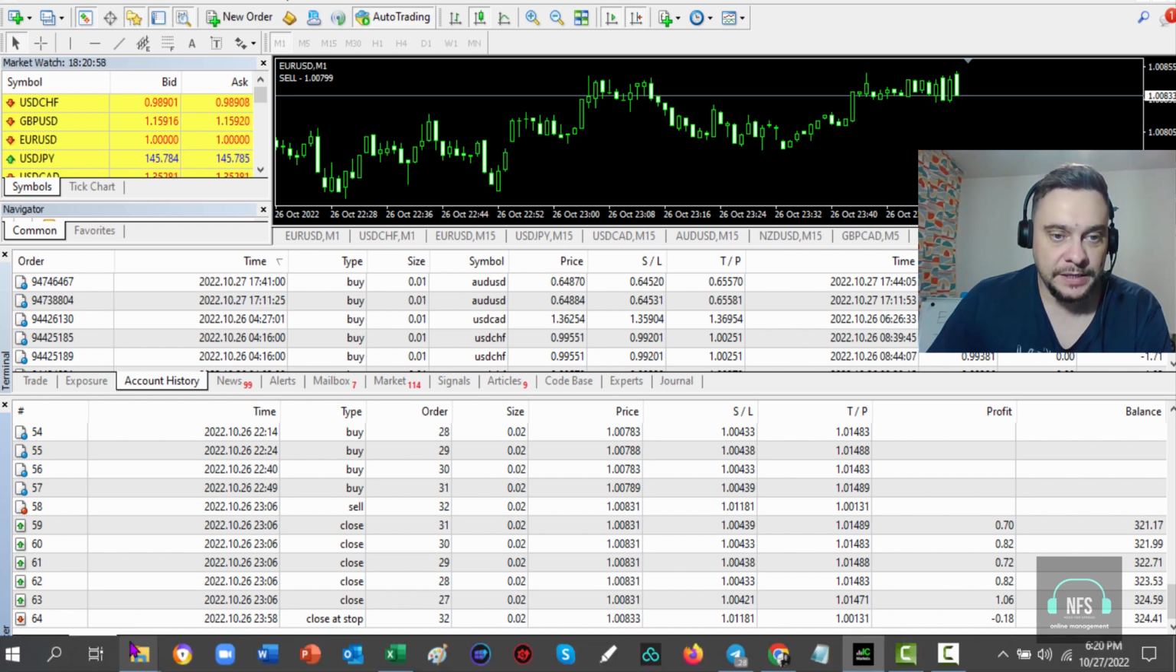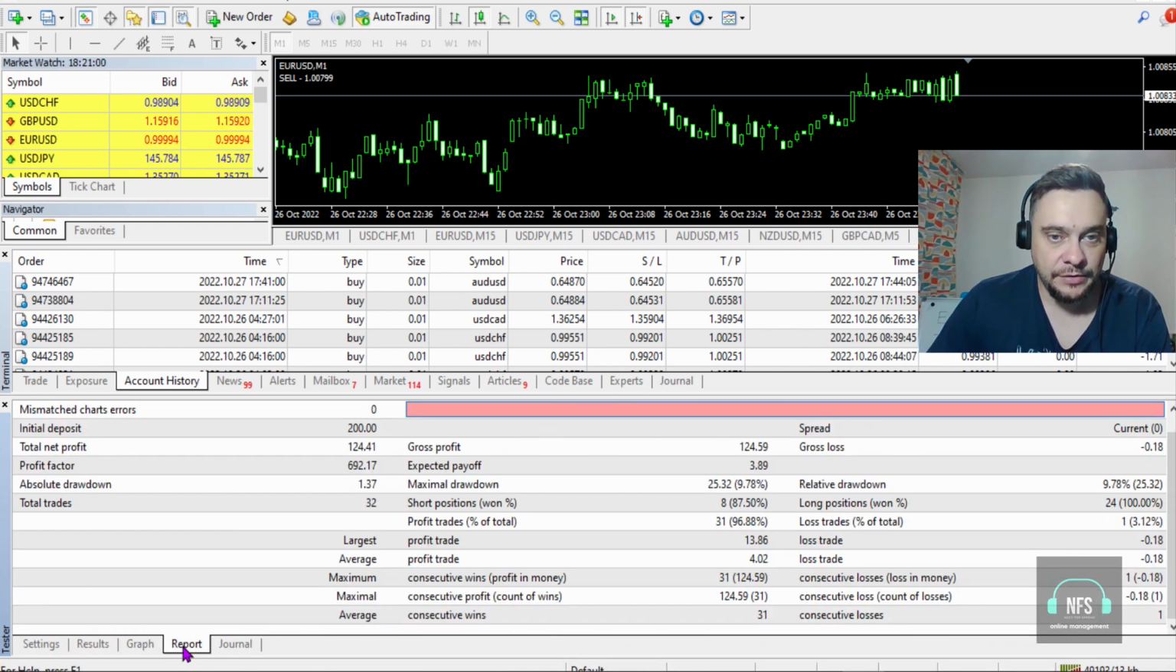This is good. Let's have a look at the graph. Let's see here the report. Initial deposit $200. So total net profit we have 124.41. Profit factor 692. We have here absolute drawdown 1.37. Short positions 32, long positions 24. Profit trades 31, loss trades 1, only one losing trade, so 0.18, and we have consecutive wins 31.